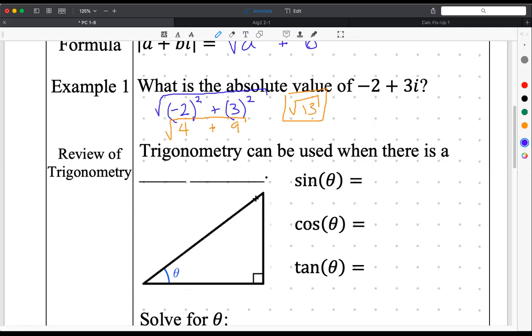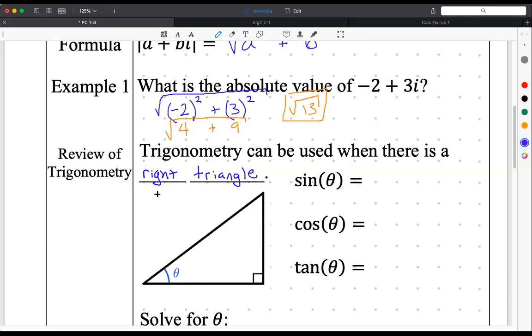Someone new, who have I not called on? Leo, what type of shape is this thing? What is this? This shape right here. It's not a circle. Triangle. Triangle. And what type of triangle? Is it a right triangle? It is indeed. Yeah, everyone write it down. So Leo said we can only use trig when there is a right triangle.